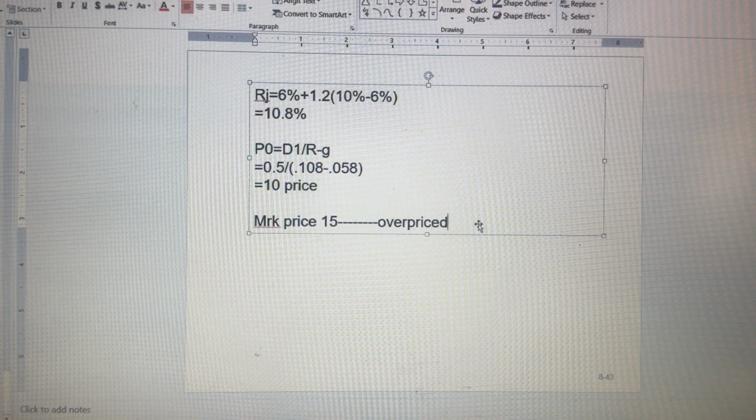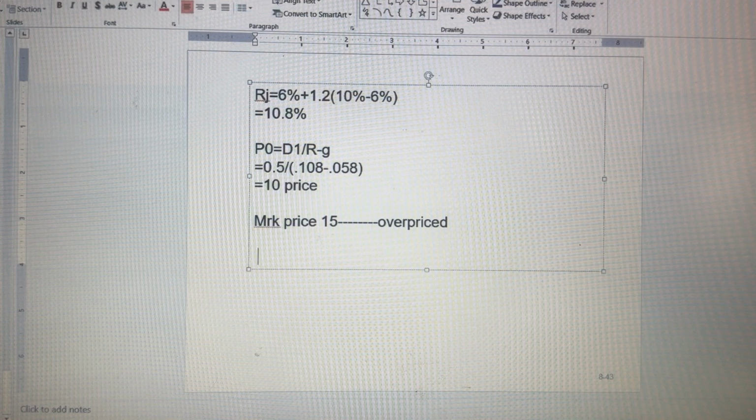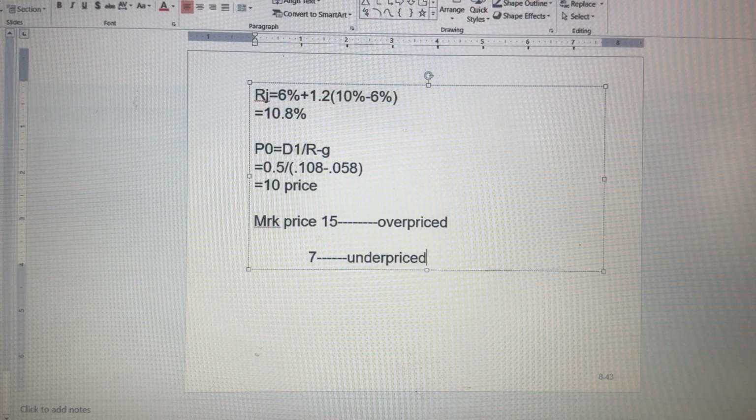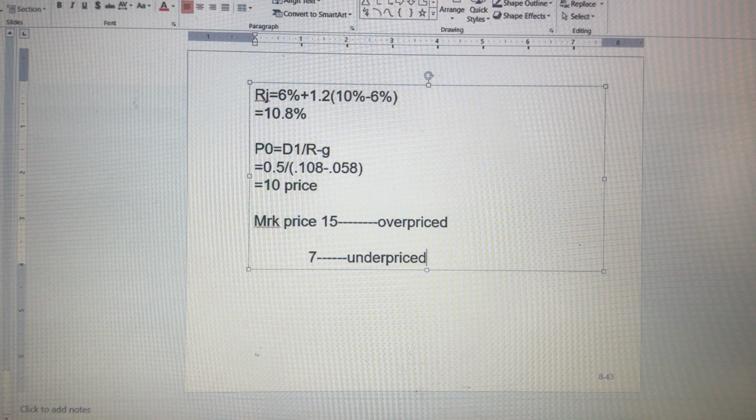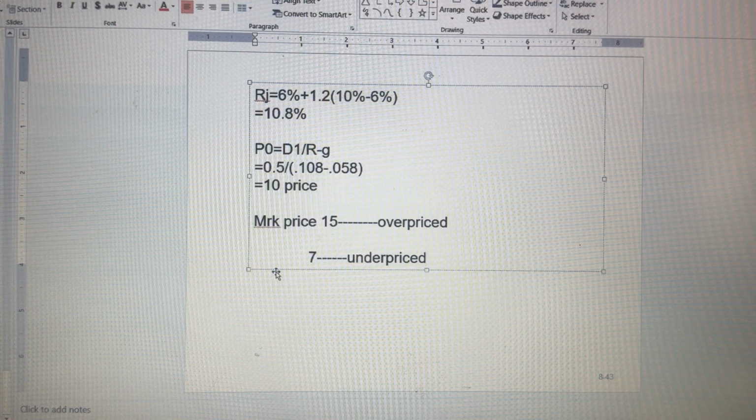Okay. So if we assume the market price is 7 rupees, then we can say the worth is 10 but the market is showing it underpriced, undervaluing the stock. So market prices differ from our theoretical or intrinsic values due to other factors, market inefficiencies, or maybe external factors that influence the stock market returns and stock prices.